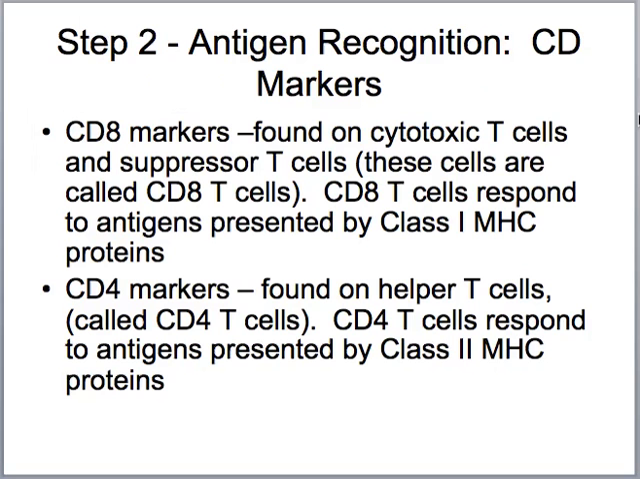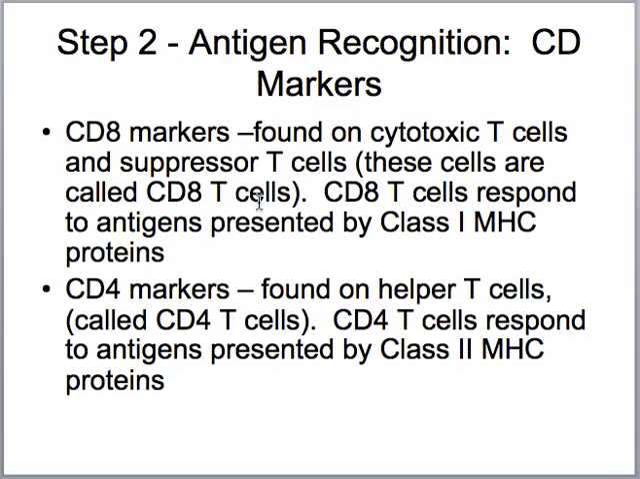So step 2 is antigen recognition. This is where CD markers come in. The CD8 markers are found on the cytotoxic or killer T cells. Cyto means cell, toxic means toxic. These are the T cells that are also called CD8 cells. So the CD8 markers are found on CD8 T cells. Suppressor T cells are also called CD8 T cells. These are the haters, right? The cytotoxic and the suppressor T cells.